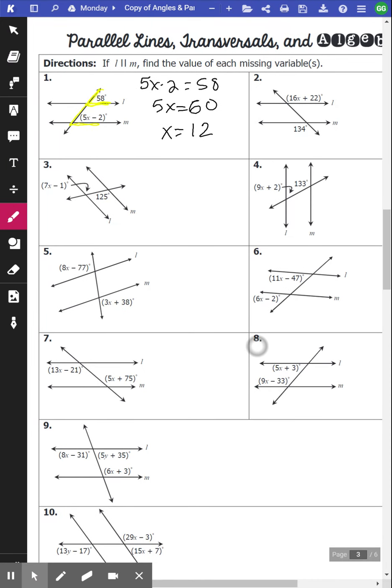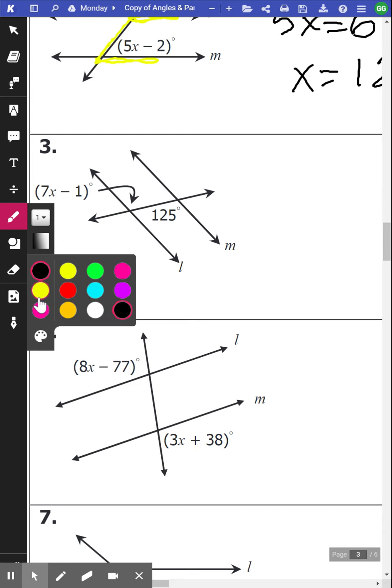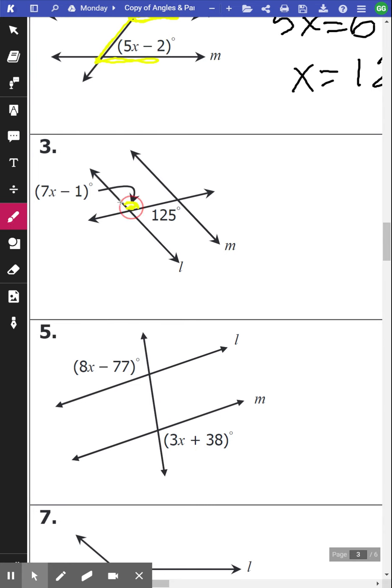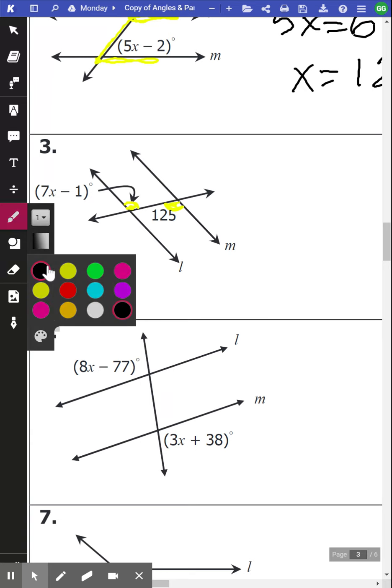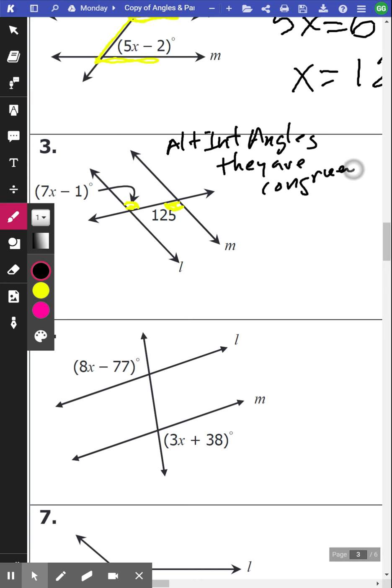I'll do one more. Let's look at number 3. Here you have this angle right here, 7x minus 1. This angle right here is 125 degrees. Well, those two angles are alternate interior angles. They are congruent. So you can say 7x minus 1 is the same as 125 degrees. 7x is equal to 124.